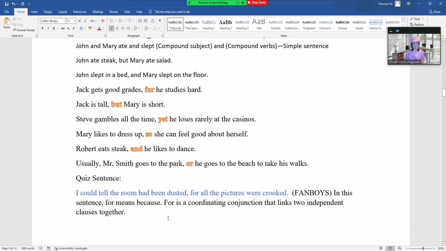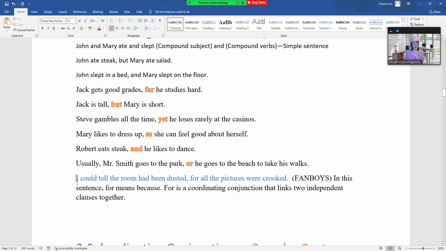Usually Mr. Smith goes to the park, or he goes to the beach to take his walks. So here you have your compound sentence.